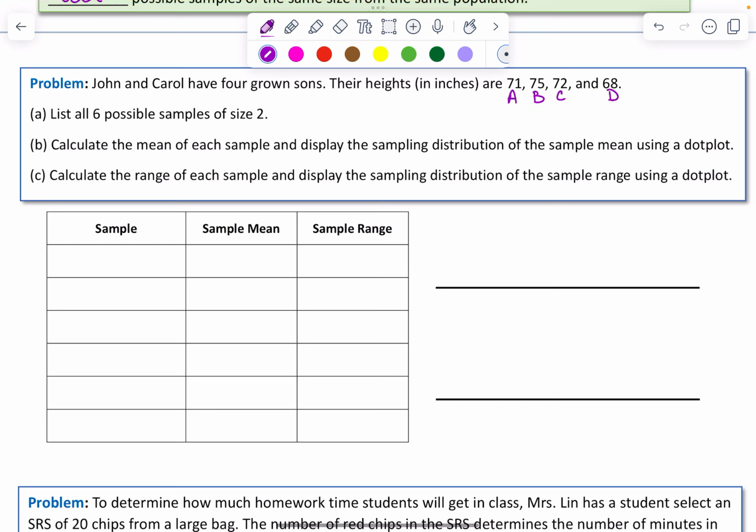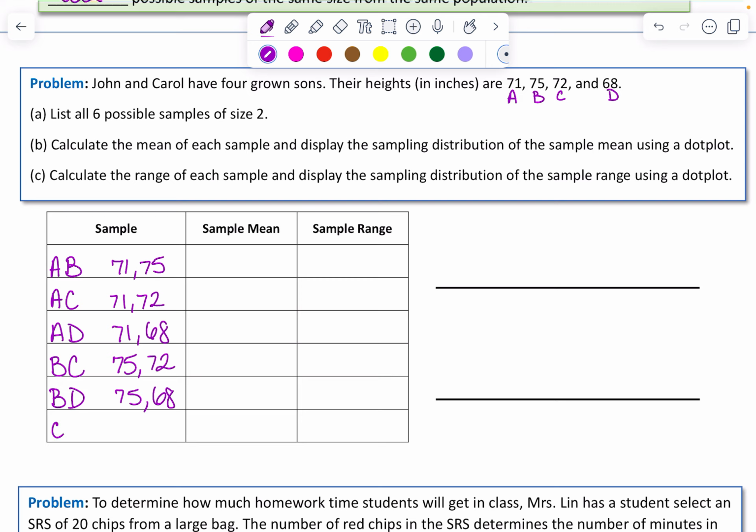Okay, so my sample, I can have sons A and B, so 71 and 75. I can have sons A and C, 71 and 72. I like to go in a pattern, so I'm going to keep A and make sure I get every combination with child A. So 71 and 68. Now I got all the combos with child A. Now I start with B. I already have B with A, so now I'm going to go BC, so that's 75, 72. And B with D, 75, 68.